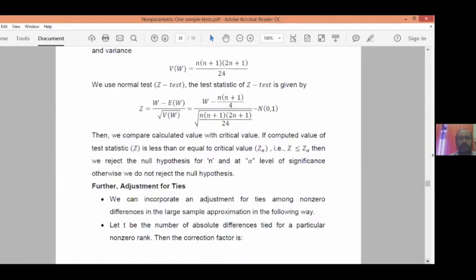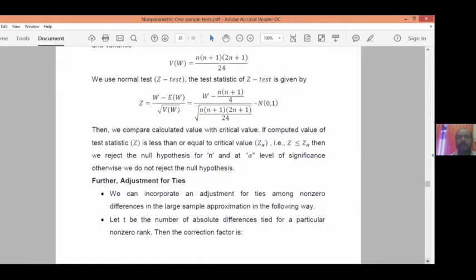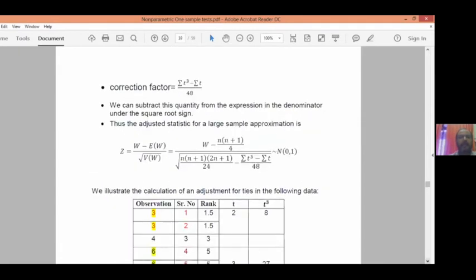Let T be the number of absolute differences tied for a particular non-zero rank, and then the correction factor is defined here. Correction factor is the sum of T cube minus sum of T, divided by 48. Their statistic is given, and then the adjusted test statistic Z is defined here. Look at the denominator, having some changes with the correction factor. Then we illustrate how to calculate the correction factor.